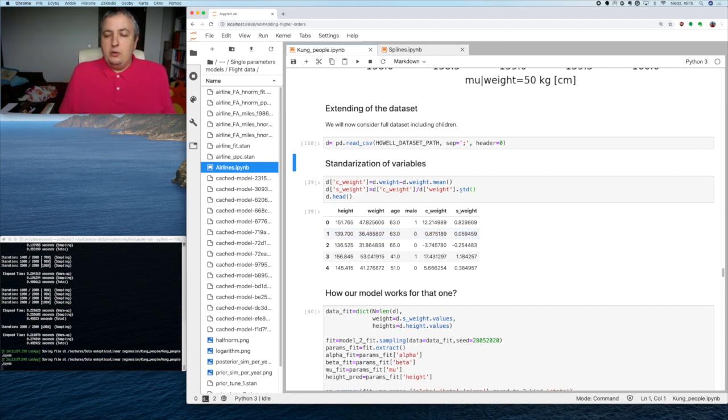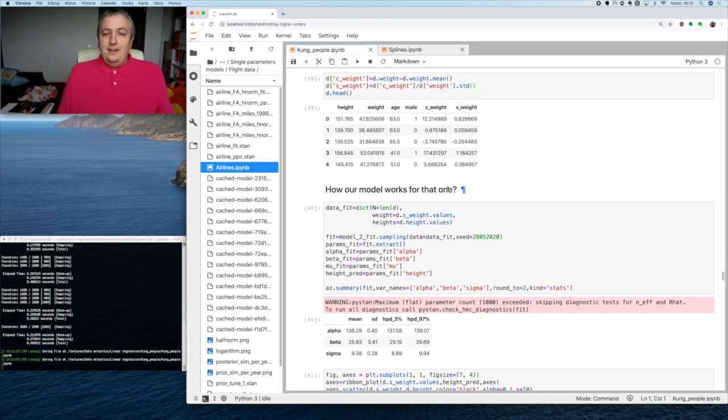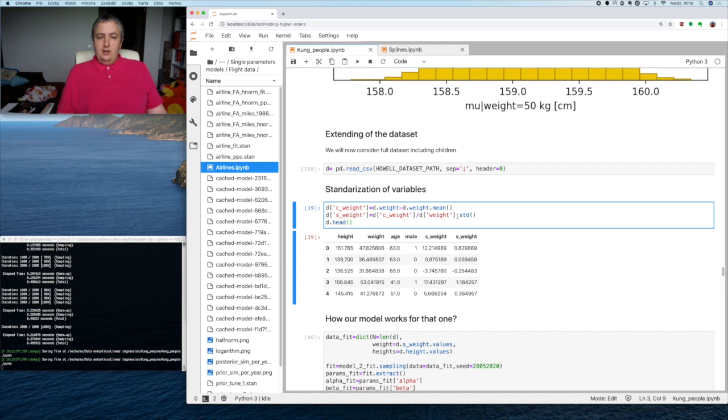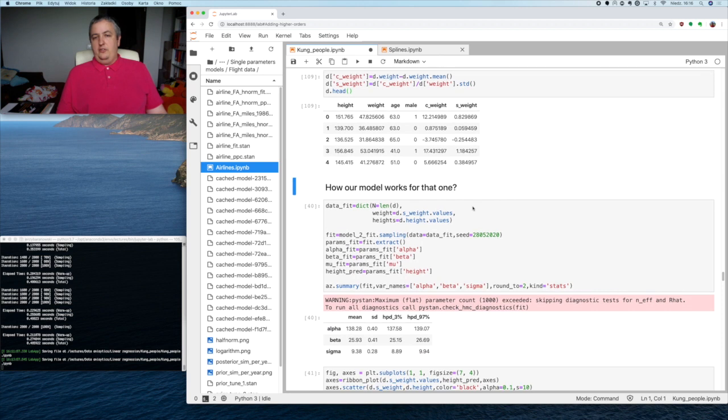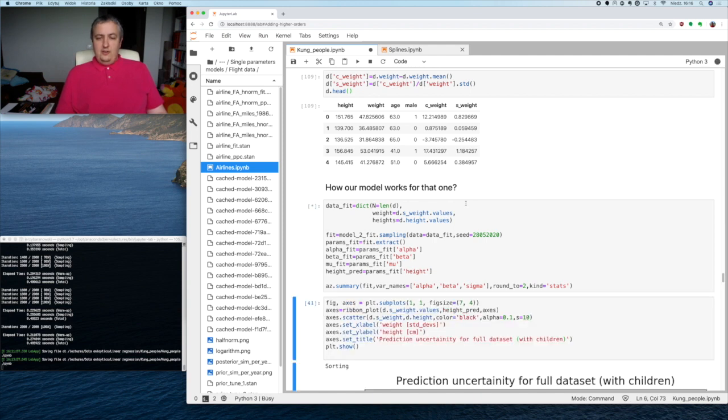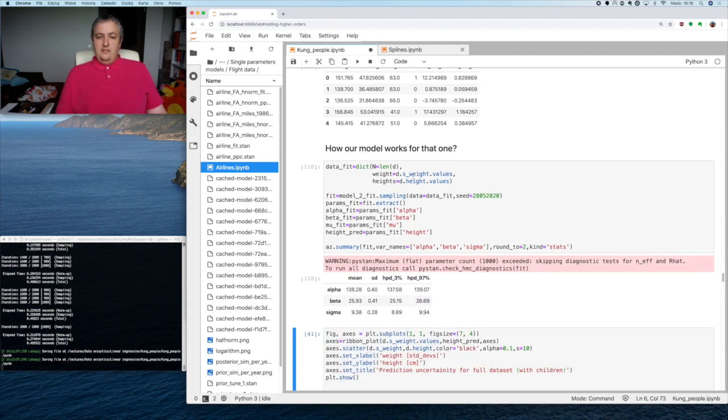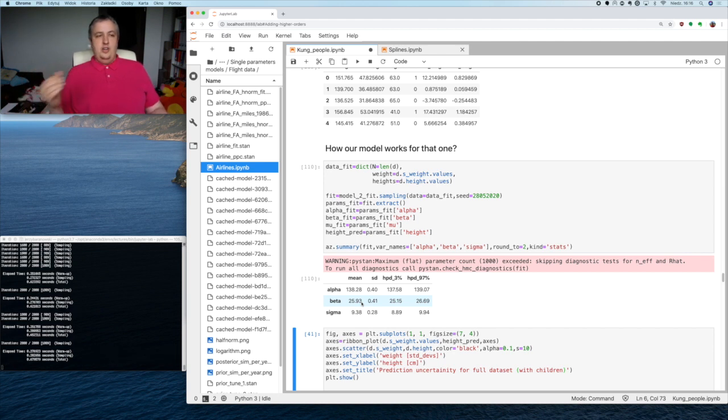So how will our model work for the entire dataset, including children? Generally nothing changes from our point of view, because we do the standardization, and we can do the data fitting. We just provide it with standard weight instead of centered weight, but it does not change anything. It just changes the values of beta, because remember we had beta on the level of 1, now we have it on the level of 25, because our predictor now changes.